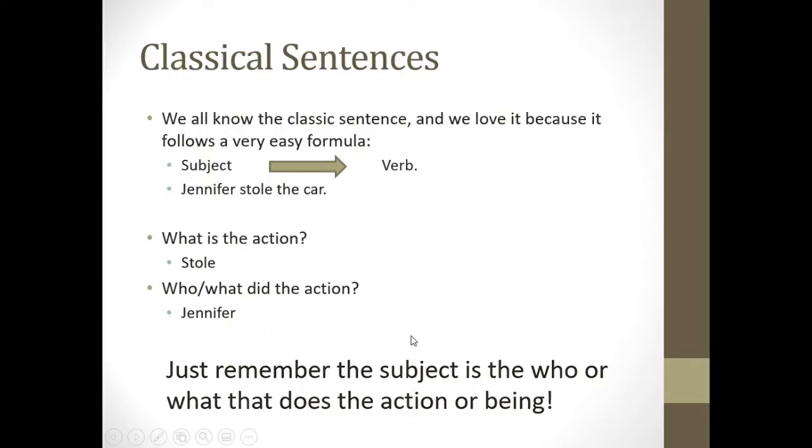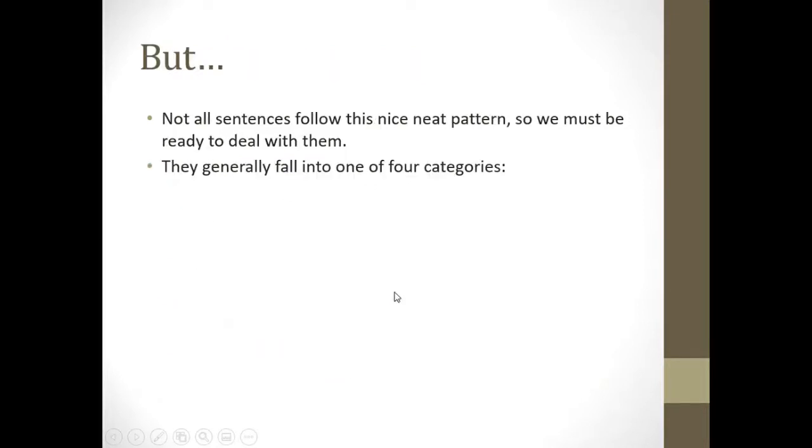This is the big thing to remember no matter what you're doing. Who or what does the action is the subject, or who's in that state of being if you're looking at linking verbs. I cannot stress this enough. This will save you so much time and energy. Whoever is doing the action or the being, that's the subject. Who stole? Jennifer. That's our subject. That's a classical sentence. However, there are patterns that really go against that, and this is where a lot of students have issues and why I want us to all be on the same page.